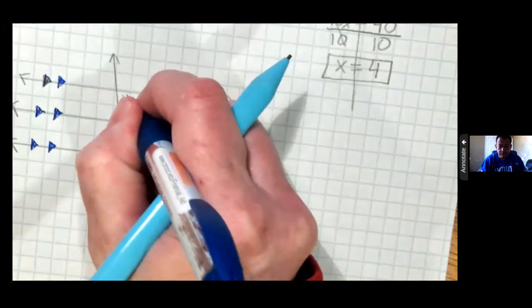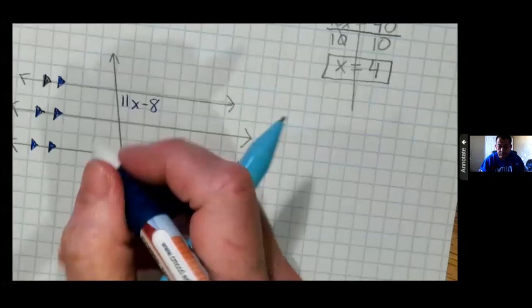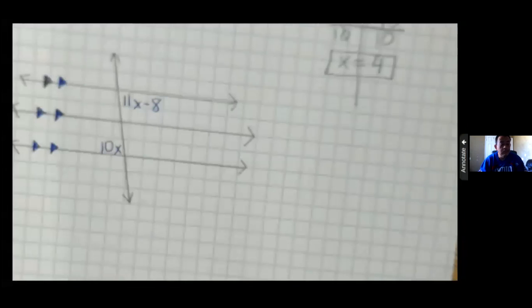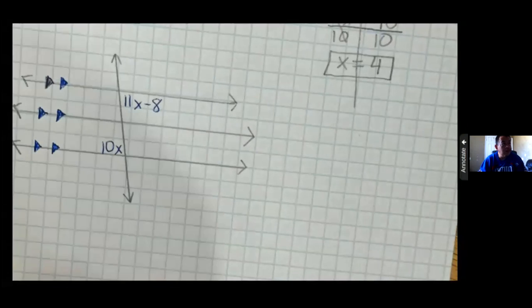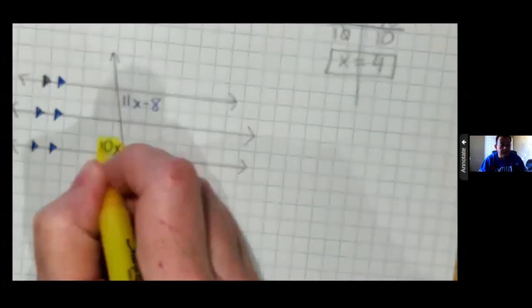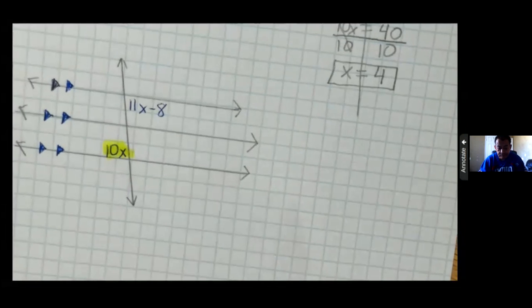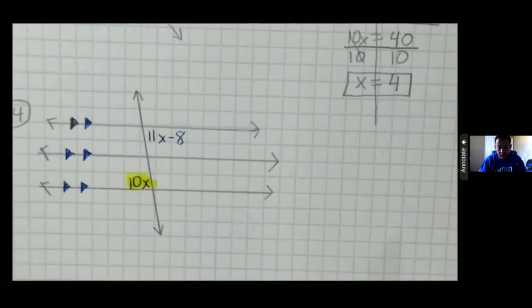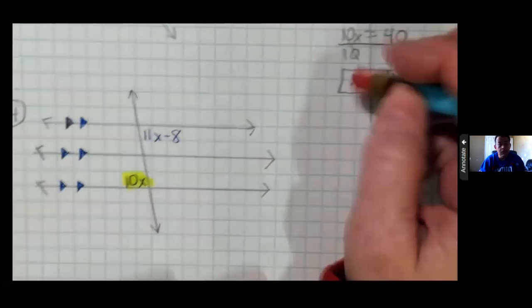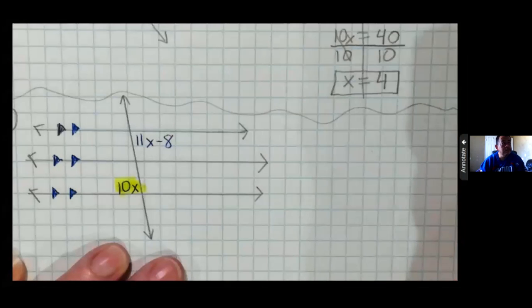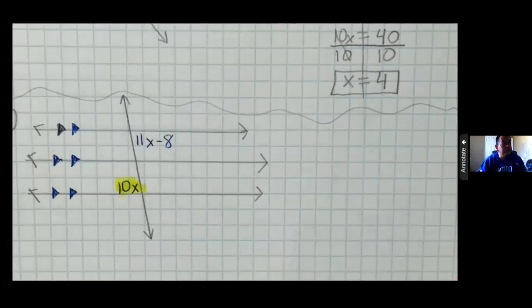Okay, so here you have 11x minus 8, and here you have 10x. Now, it said to do the one in bold. Well, this is the one in bold. So that's the angle we're going for. Now, what kind of angles are these two? Who can tell me what kind of angles they are? Anybody? Are they equal to each other, congruent, or supplementary?